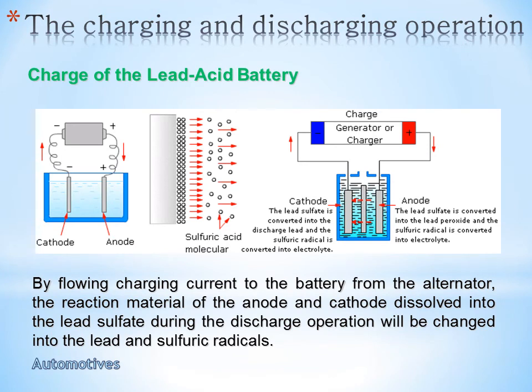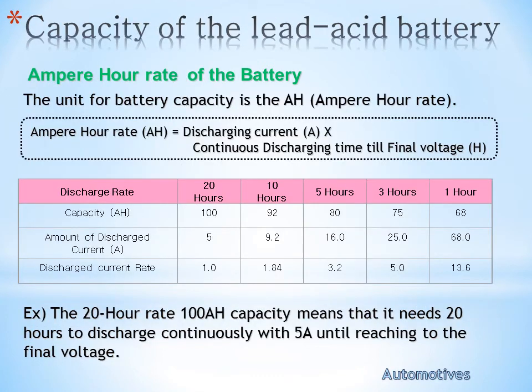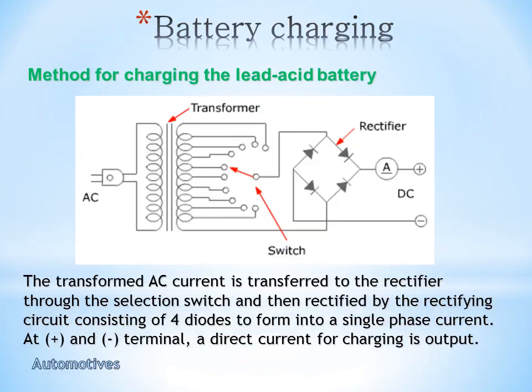The structure of the lead acid battery. Charge of the lead acid battery. By flowing charging current to the battery from the alternator. The reaction material of the anode and cathode dissolved into the lead sulfate during the discharge operation will be changed into the lead and sulfuric radicals. Capacity of the lead acid battery. Ampere-hour rate of the battery. The unit for battery capacity is the ampere-hour rate. Ampere-hour rate equals discharging current x continuous discharging time till final voltage. Example: the 20-hour rate 100 Ah capacity means that it needs 20 hours to discharge continuously with 5A until reaching the final voltage.